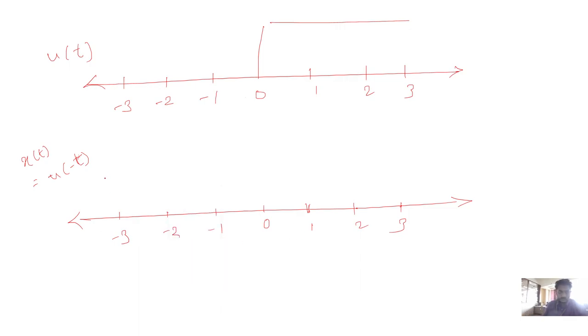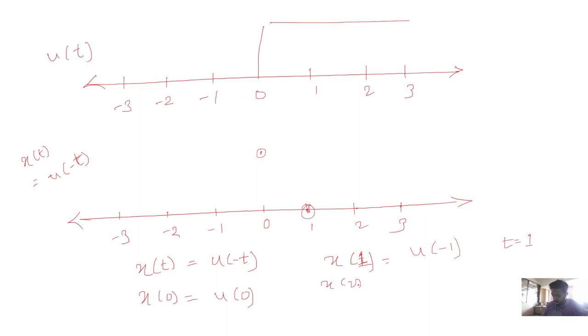Okay. So now my x of t is equal to u of minus t. So x of 0 is going to be u of 0. I just put the value of t as 0. So u of 0 is 1, and therefore at 0 it will have value 1. At t equal to 1, x of 1 is u of minus 1, whereas u of minus 1 is 0, and therefore this is going to be 0.